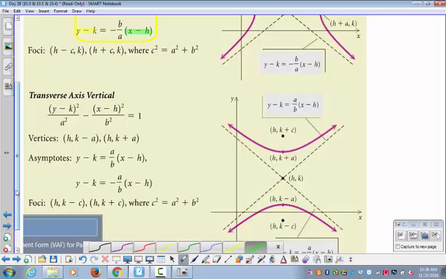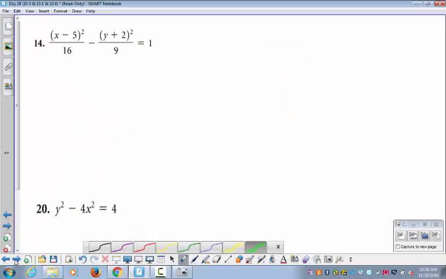Okay, so let's do a few of these. Let's start with this shifted one. And everything is based on the center. Once you know the center, you're kind of running away from the center, horizontally or vertically. And what would our center be for this one?